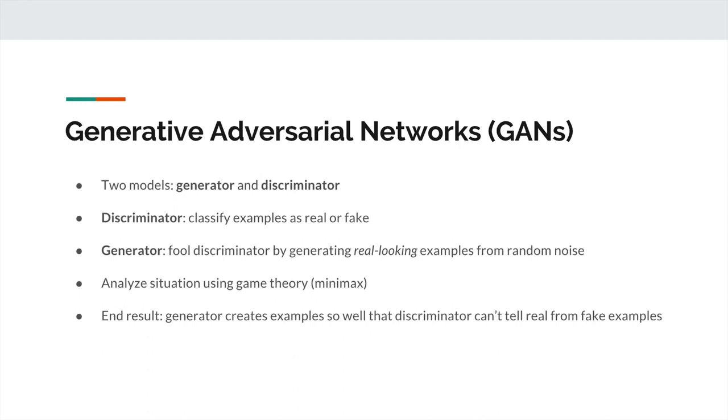Okay, and so it turns out that you can actually use game theory and Nash equilibrium to analyze the situation, and like I mentioned before, the end result is that the generator creates examples that are really dead on. They look almost exactly as if they were taken from the training set, and it performs so well that the discriminator can't figure out which one's real, which one's fake. You just get a probability distribution that's like, oh well, it could be either one, and that's the point, the end result of these generative networks.